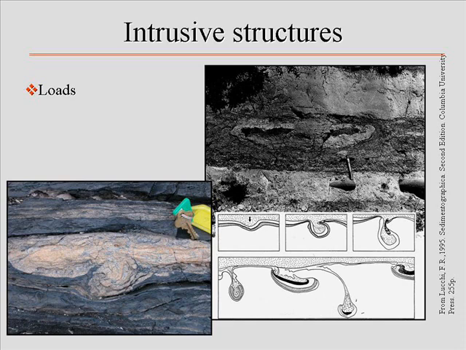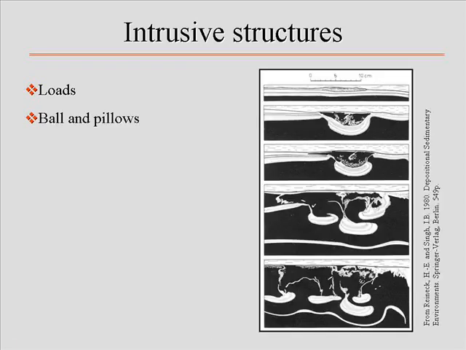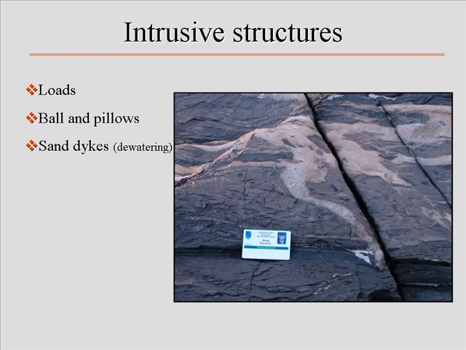What happens here is that the weight of the sand is such that it starts to sink itself down and can eventually detach itself and sink exactly like a chunk of lithosphere sinking into the mantle of the earth, giving you these so-called ball and pillow type structures. Okay, so that's a load structure that is taking place there. Ball and pillows are when they detach and look like this, but it's the same type of phenomenon. Okay. Then you can have just the opposite, sand dikes.